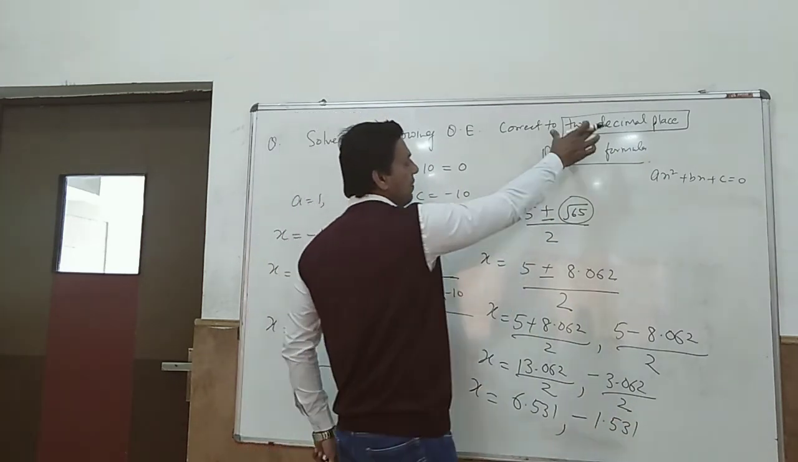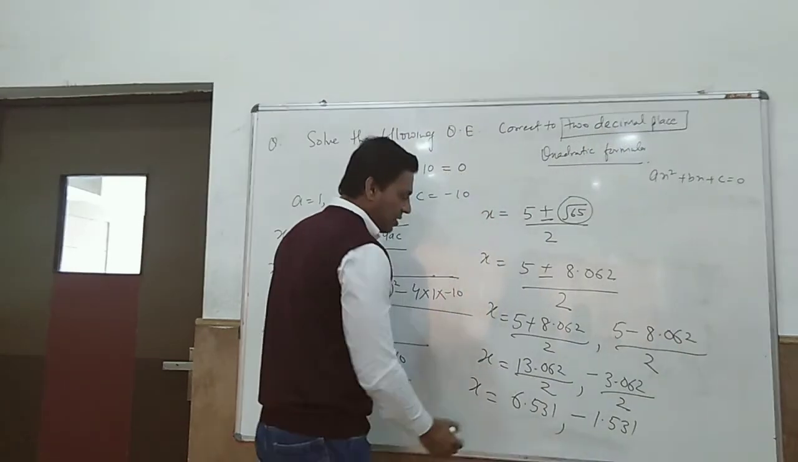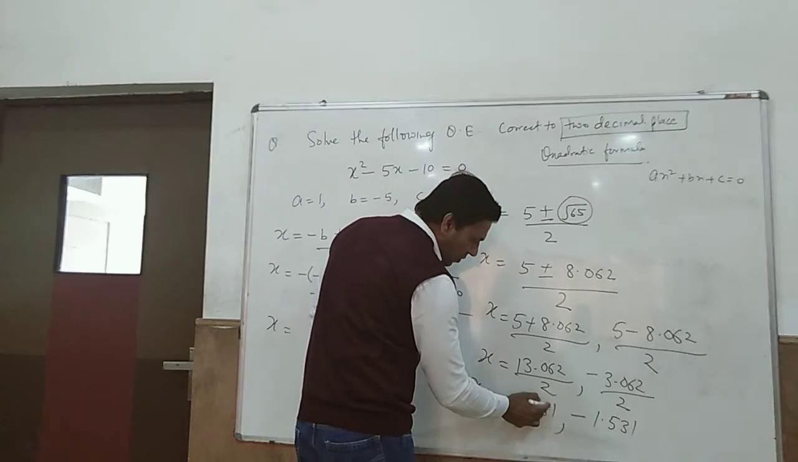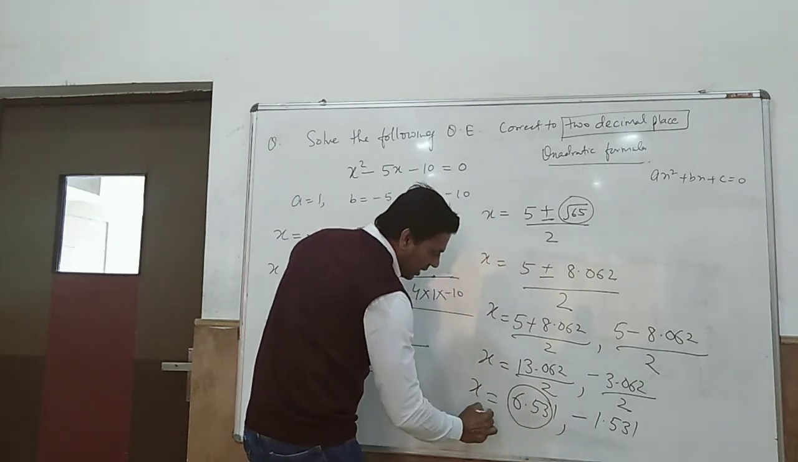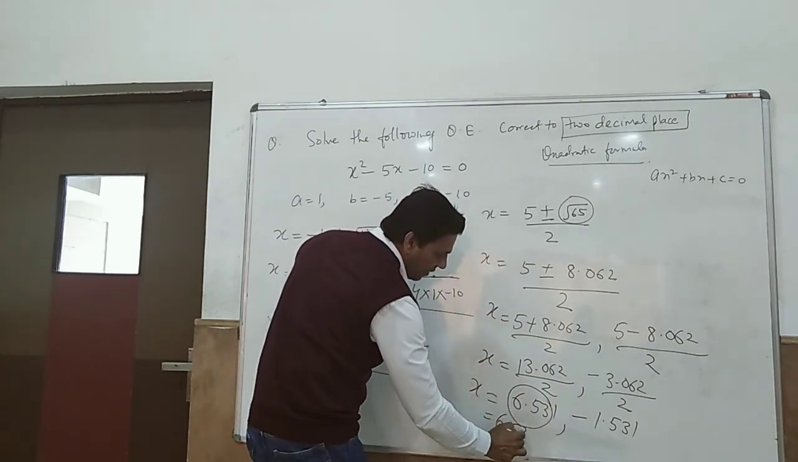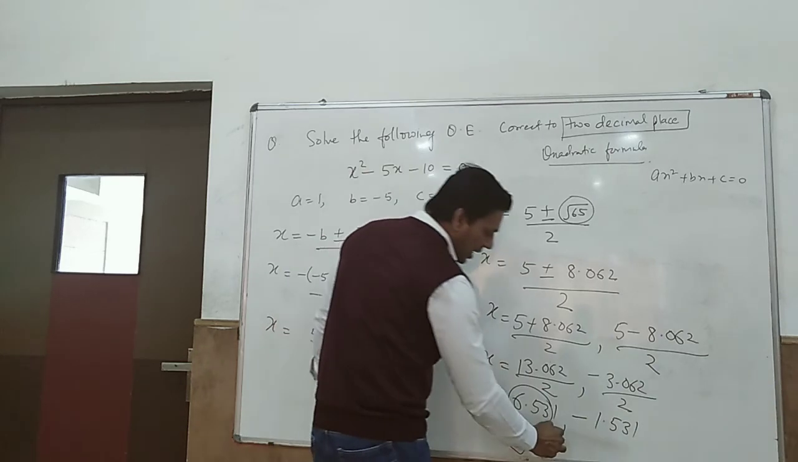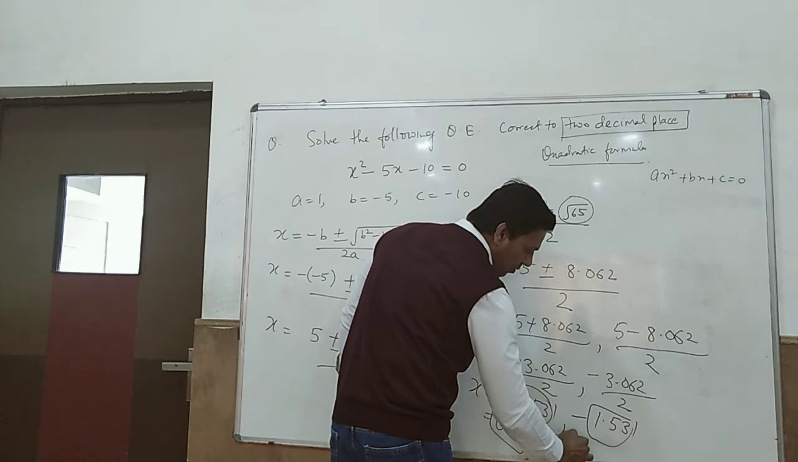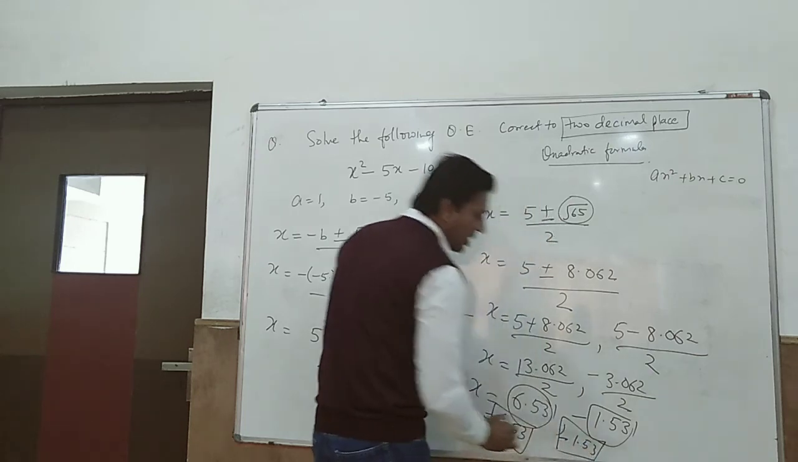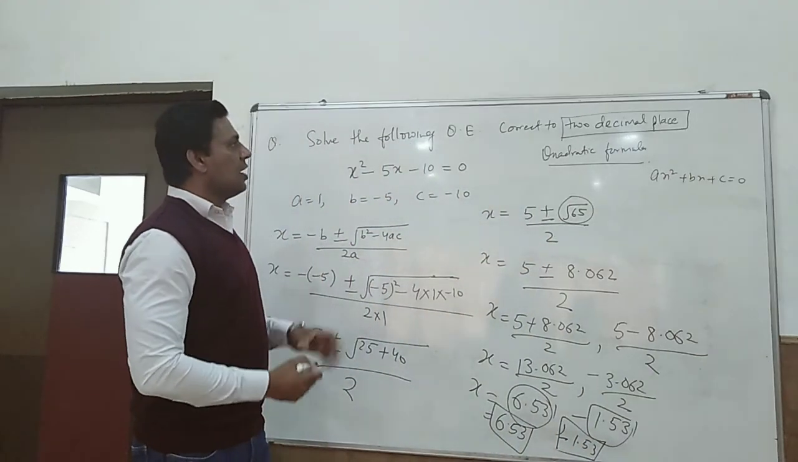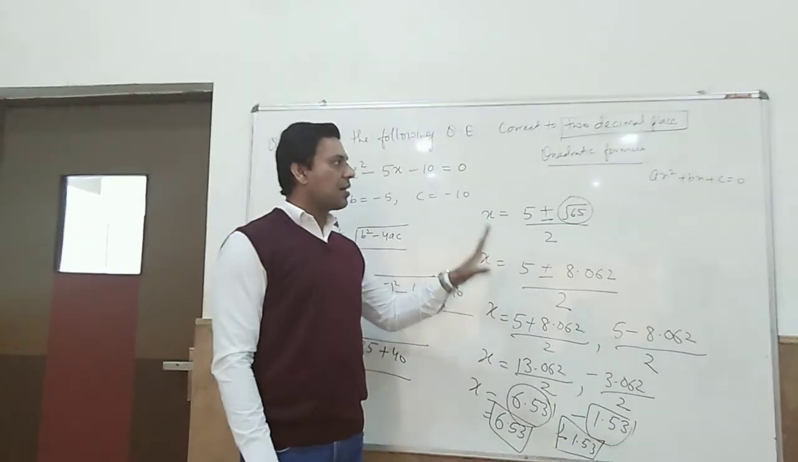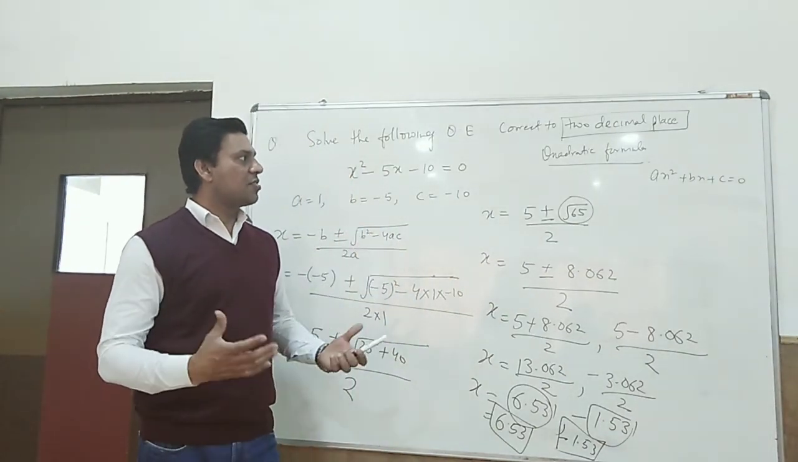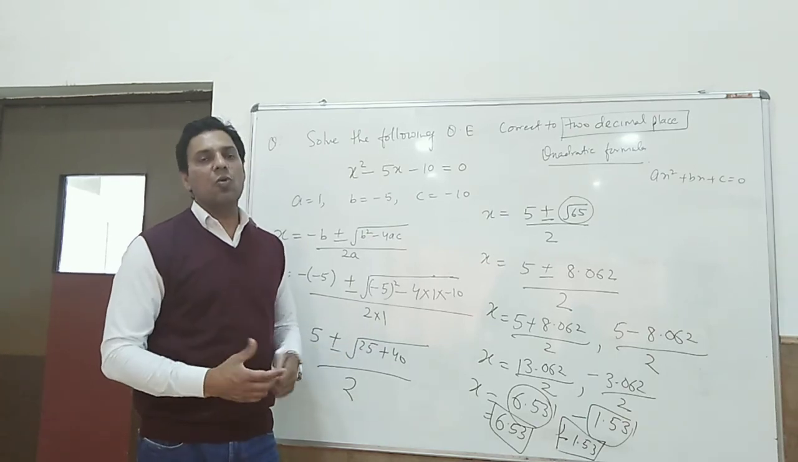But we have to give the answer up to 2 decimal places, so we will round it off because 1 is smaller than 5. So we can give this answer only: one root is 6.53 and the second root is minus 1.53. So these are the two roots of the equation. This question is directly asked in the examination. So this is how we can use the quadratic formula.